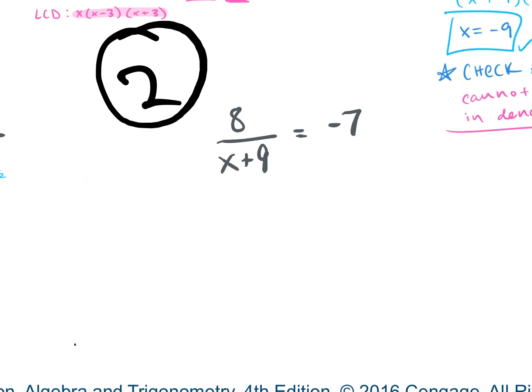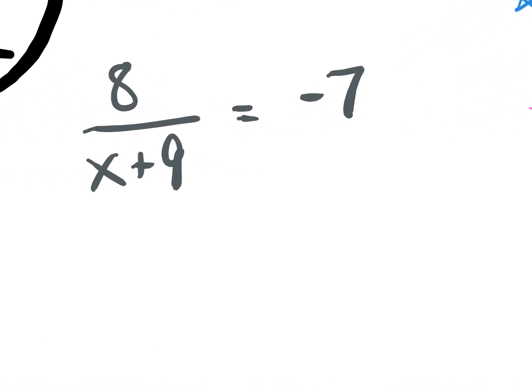All right, for number 2. The process is a lot easier when we have just a single fraction equals either a number or another fraction, because I could make this a fraction equals a fraction. What do I do here to solve? How would I solve this? I have a fraction equals a fraction.